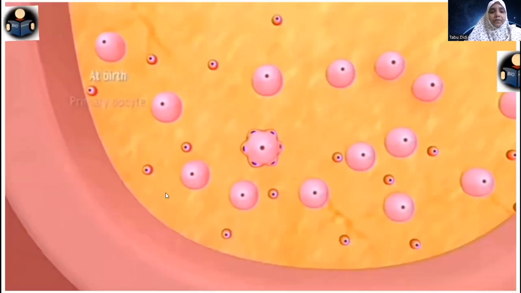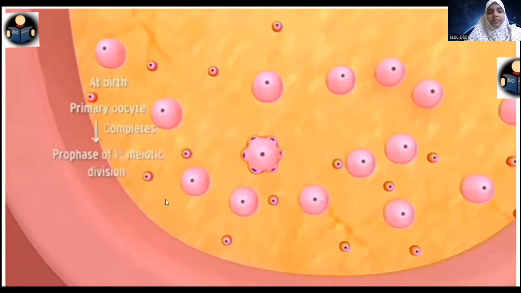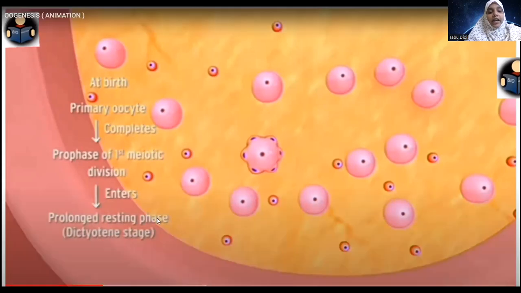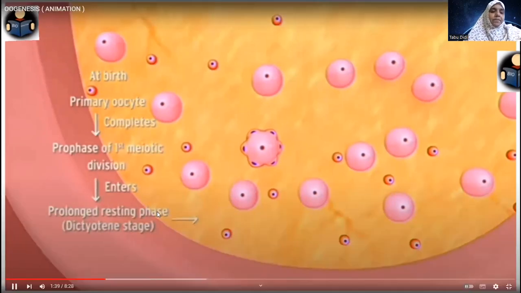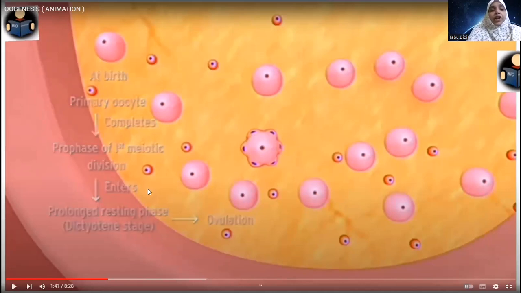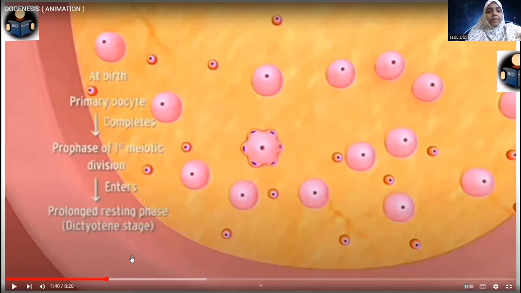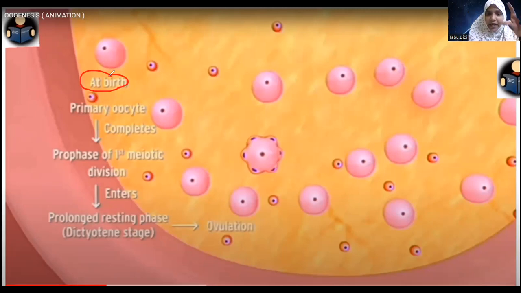At the time of birth, the primary oocyte completes the prophase of first meiotic division and enters into a prolonged resting phase known as the dictyotene stage. It remains in this stage until before ovulation. What do you understand by this? What do you see in the flowchart over here? At birth, this was happening in the female baby, inside the mother's womb. So the primary oocyte divides up to here.